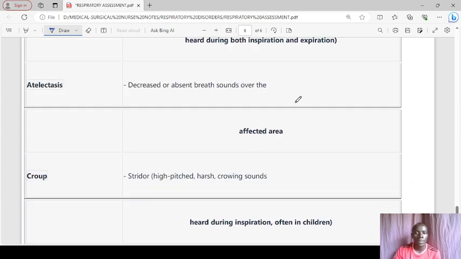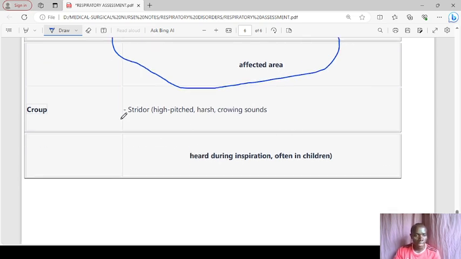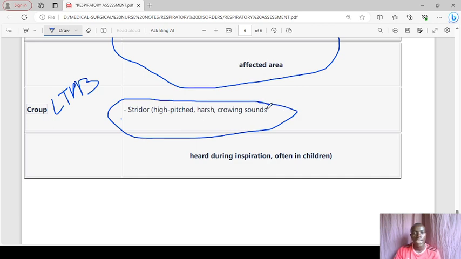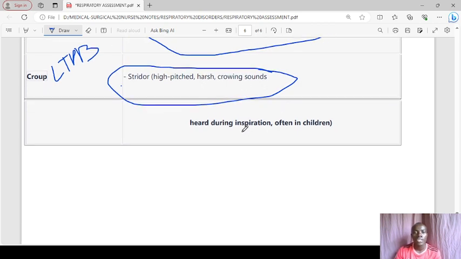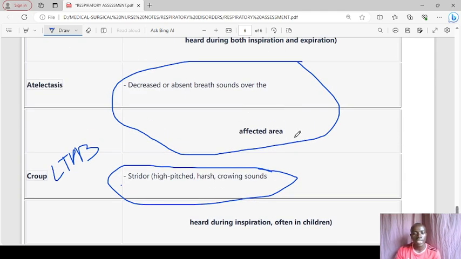Atelectasis, this is the collapse of the alveoli, and here we normally have decreased or absent breath sounds over the affected area. Croup disease, the laryngotracheal bronchitis. Here we have the stridor, and this is a high-pitched, harsh crowing sound heard during inspiration, often in children. So those are some of the types of the breath patterns and the breath sounds and the various conditions that can be involved.